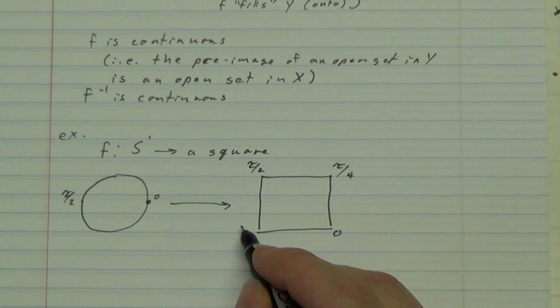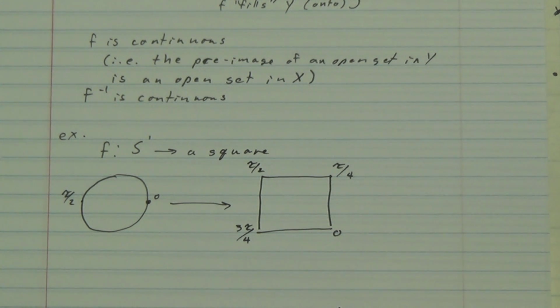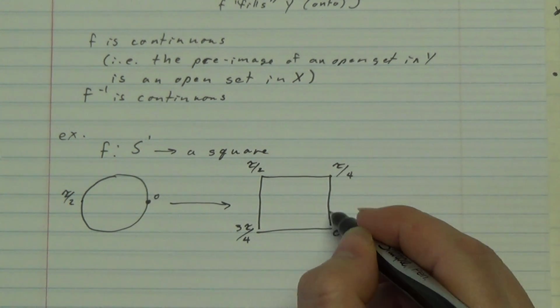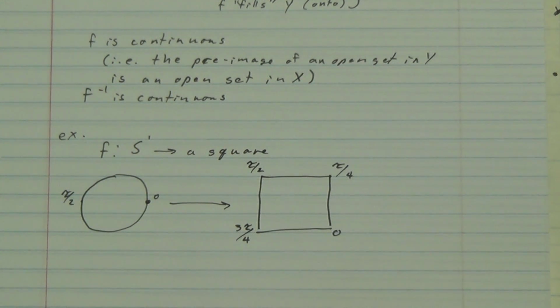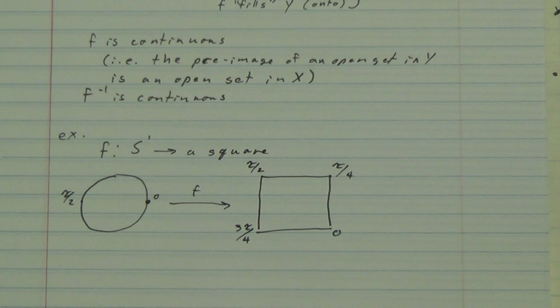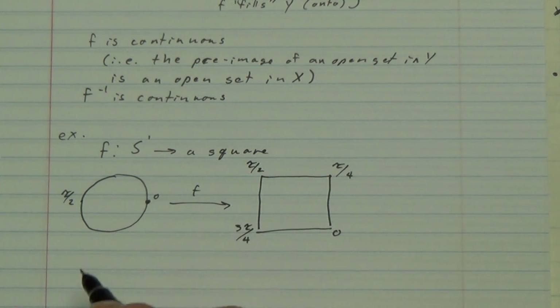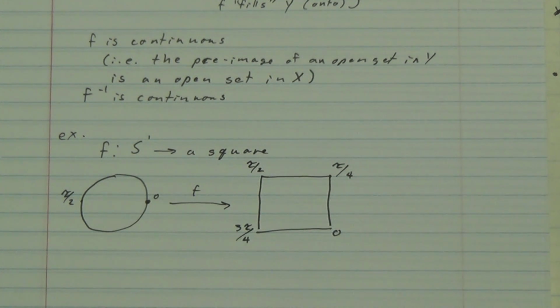And here I'm just saying where these points get mapped. All right. So this piece of the circle gets mapped to this piece of the square, this piece of the square from this piece of the circle, and so on. And that is a homeomorphism. Open sets match up. F is continuous. It's 1 to 1. It's onto. This is a homeomorphism. So a circle is homeomorphic to a square.